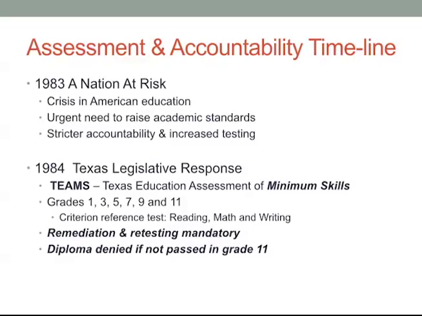So in 1984, our response was TEAMS, the Texas Education Assessment of Minimum Skills. We moved from basic skills to minimum skills, increased the number of grade levels, still kept the same 3 subject areas, but now also mandated remediation and retesting for those students who were not successful on the test. This was also the first time, when you think about accountability, that earning a diploma depended on the grade 11 test. If you did not pass those tests, you were not eligible to graduate.